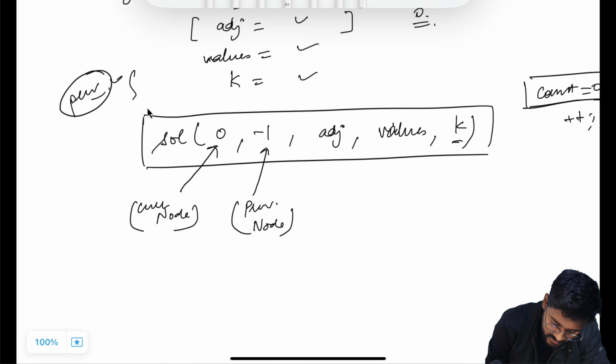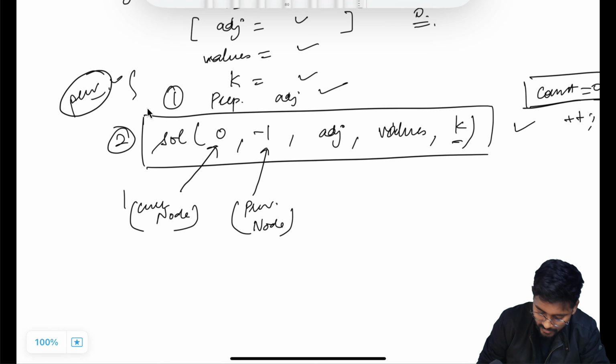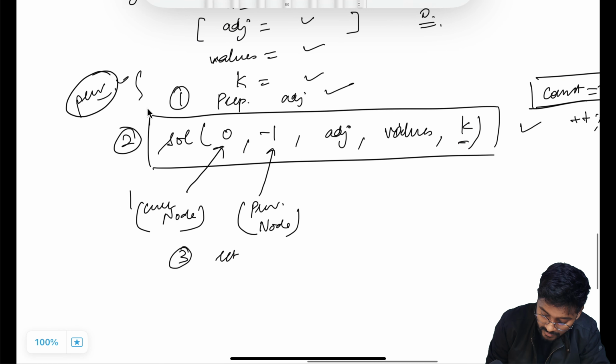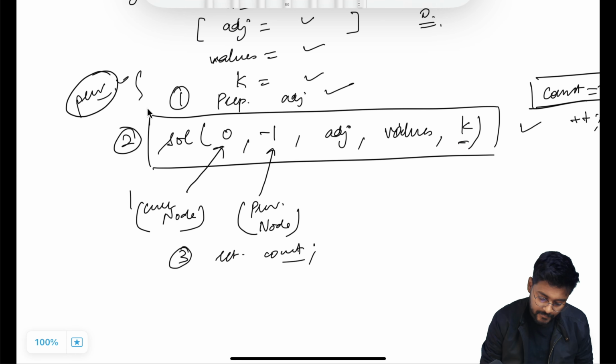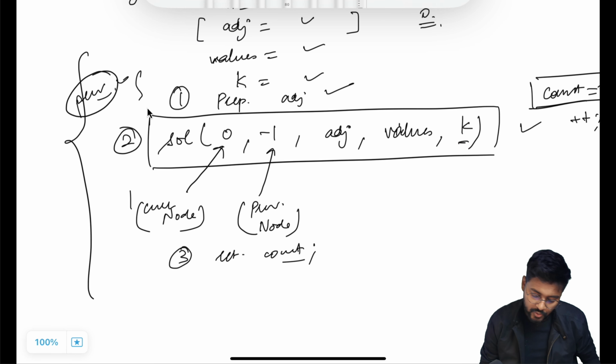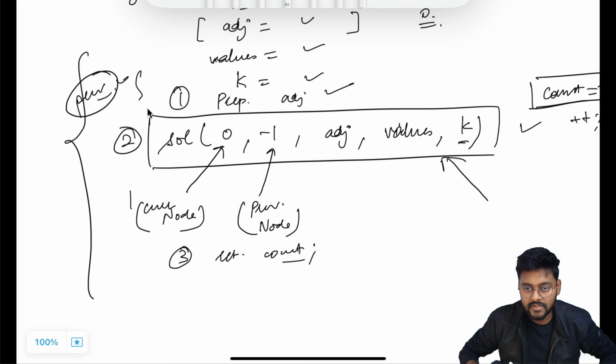So in my main function, my first step is prepare adjacency. Done. And the second one is make the solution call. And the third one is return count. Yeah, this is my main function. And now you have to just implement this DFS function.